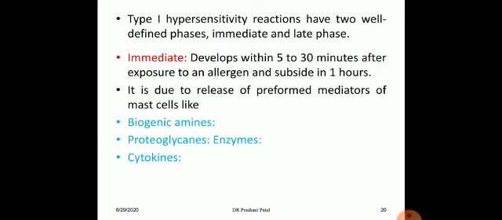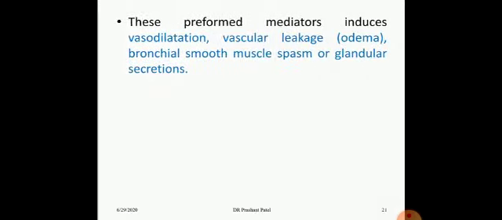Type 1 hypersensitivity reaction has two well-defined phases, immediate and late phase. Immediate phase develops within 5 to 30 minutes after exposure to allergen, and it subsides in 1 hour. It is due to release of preformed mediators of mast cells like biogenic amines, proteoglycans, enzymes, and various cytokines. These preformed mediators induce vasodilatation, vascular leakage, bronchial asthma, smooth muscle spasm, or glandular secretions.